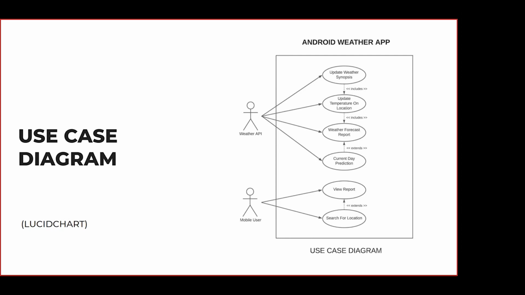Weather API will update weather synopsis, temperature at a particular location, weather forecast report, and the current day prediction. And the user can search for a location and view the complete weather report in detail.